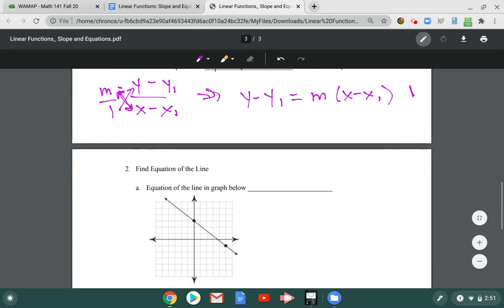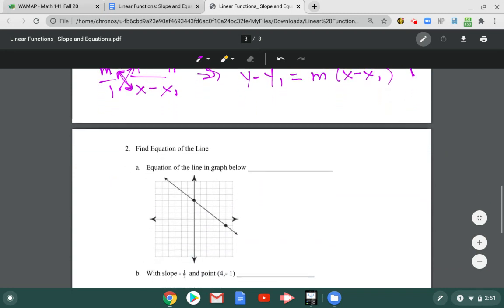Okay, here's the first one. Find the equation of the line in the graph below. Well, I notice that I have a y-intercept, so I can get to y equals mx plus b if I can just figure out what the slope is. And it's identified 2 nice points for us. I've got a y-intercept of 1, 2, 3. So b is equal to 3. Let's go ahead and find that slope.